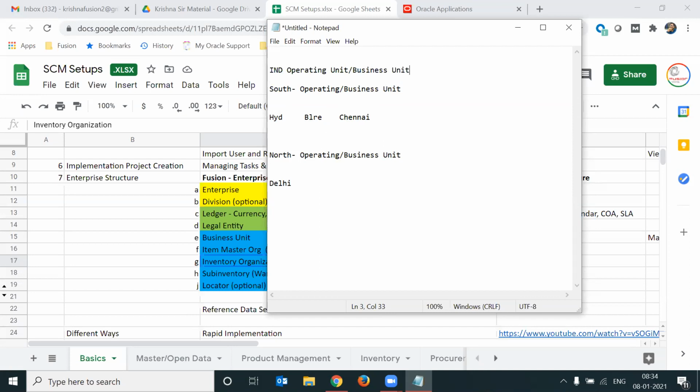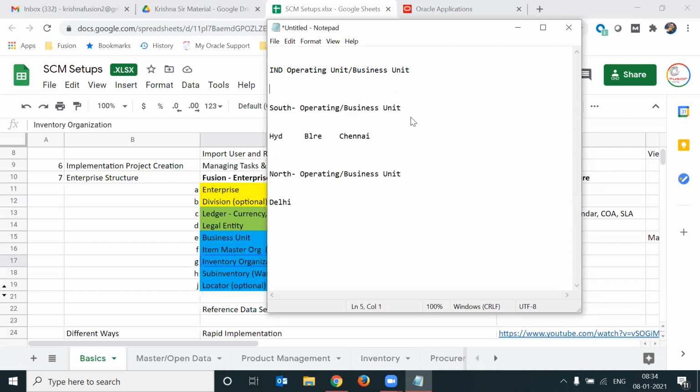So when you're taking the orders from the customers, if the customer is requesting the material near to Hyderabad or Bangalore or Chennai, you can take that order under the south operating unit. If the customer is requesting the material near to Delhi, then you can take the order under north operating unit.